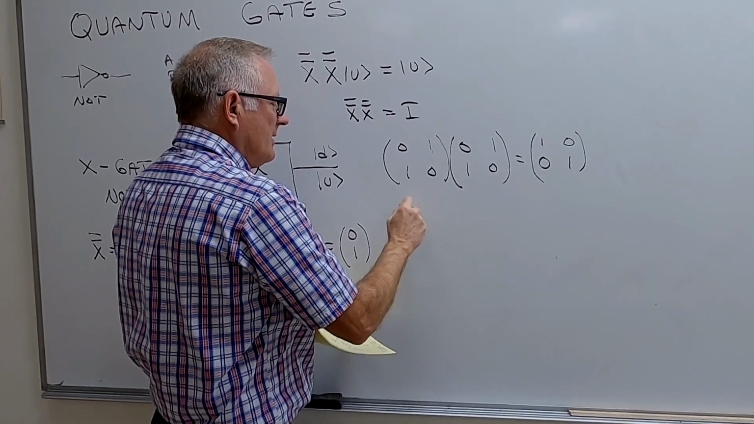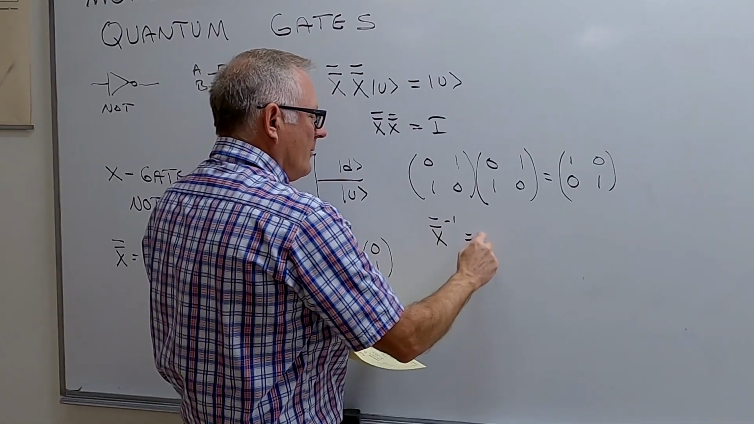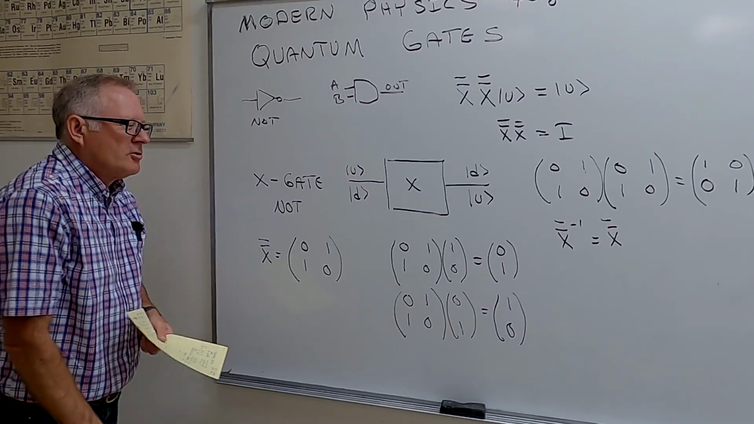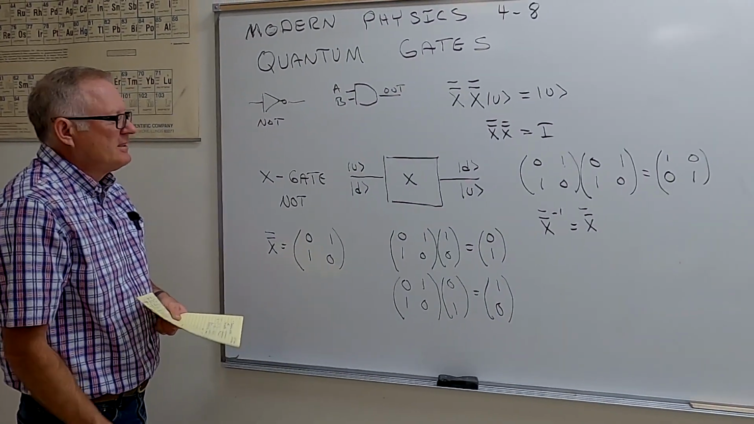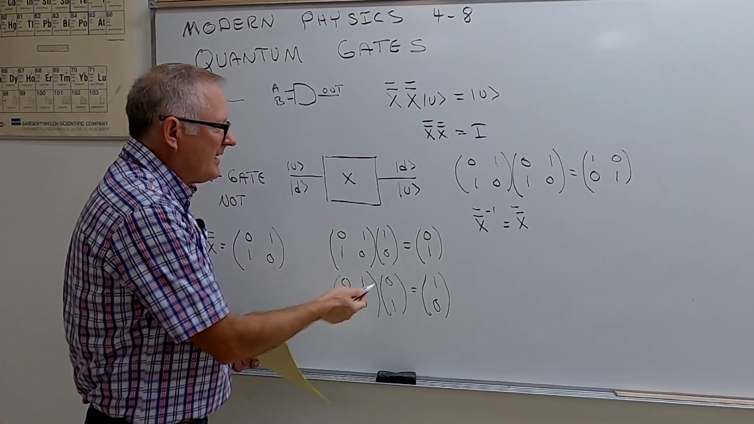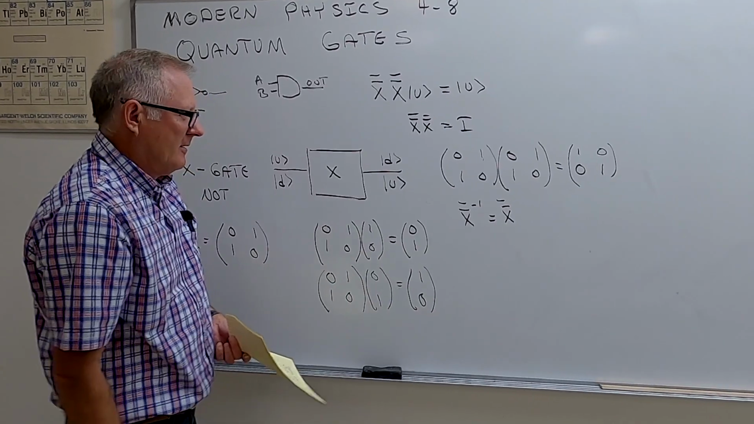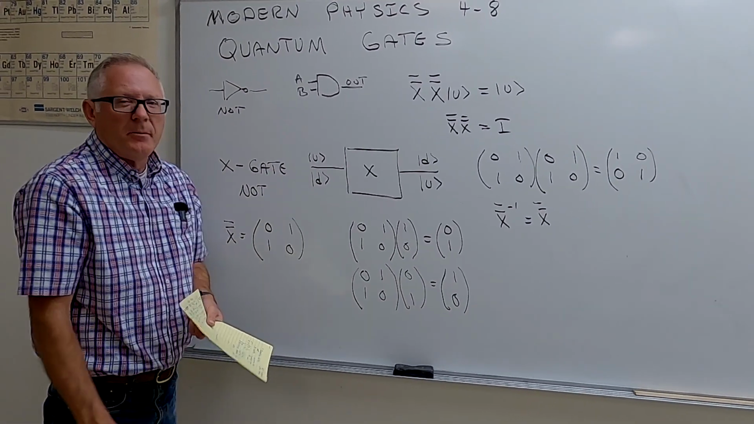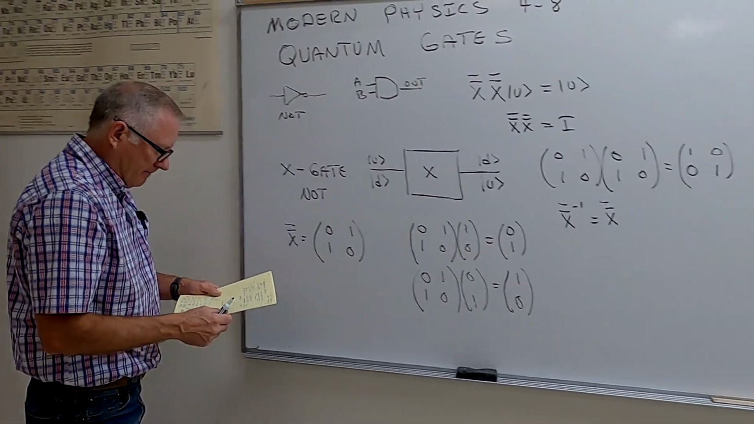Which means that these are inverses of each other, so X is equal to its own inverse. So running it backwards and forwards, this would be called a reversible gate. Running it through a second time reverses what the first time did. All single input computer gates are probably going to be reversible like this.